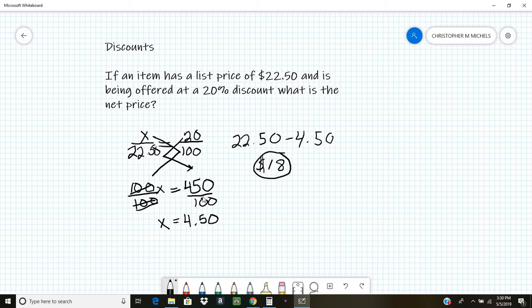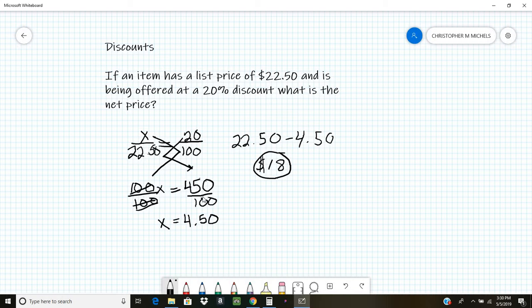Now, that way is all fine and dandy. If you want to do this algebraically, you could just take 0.20 times 2250, get this number, and then still subtract it, whichever way you want to do. Again, I'm just going to show the proportions way because, especially for these problems, the more organization you can have, the better off you are. So there's another way we can do this.